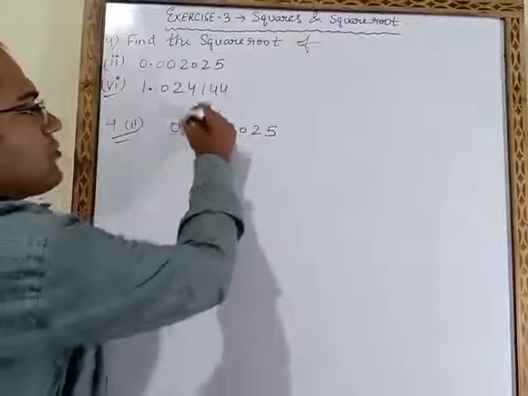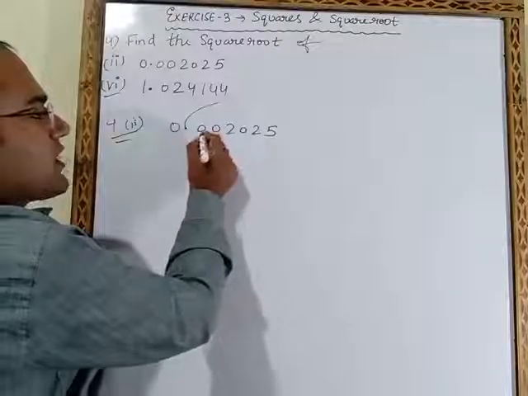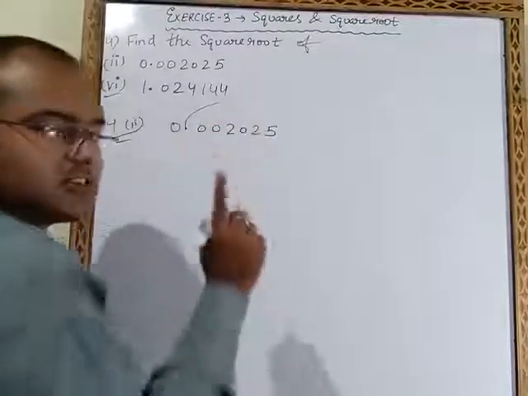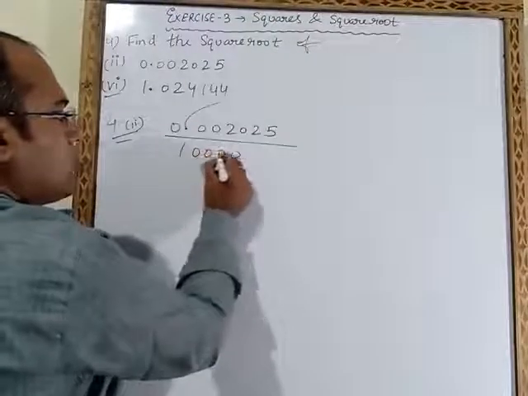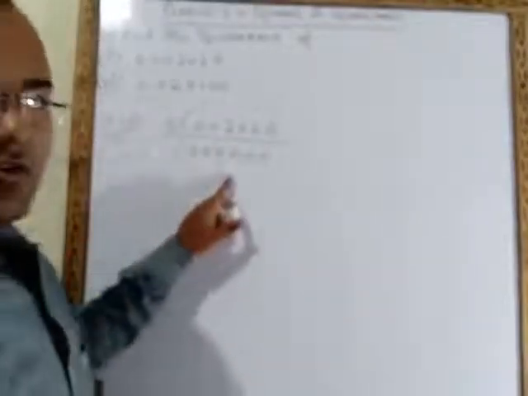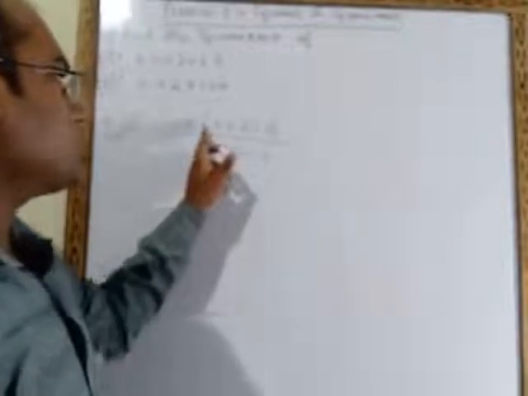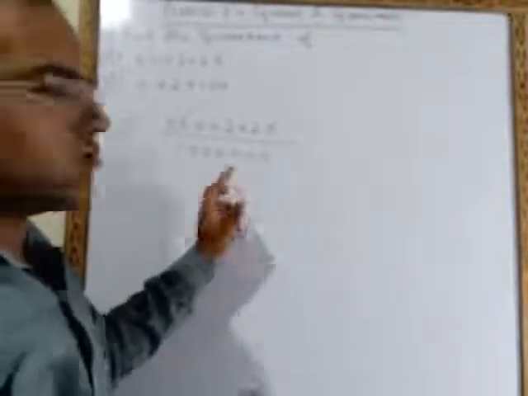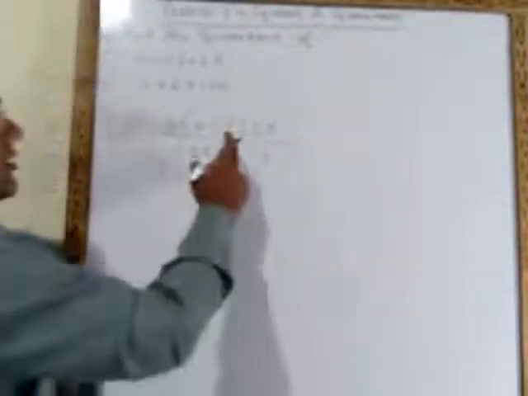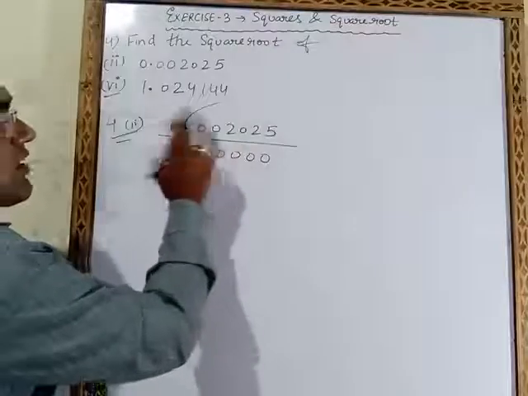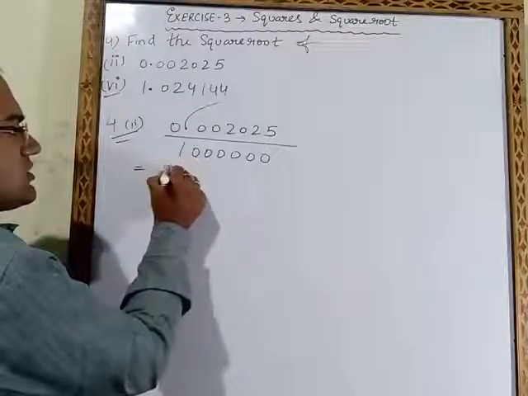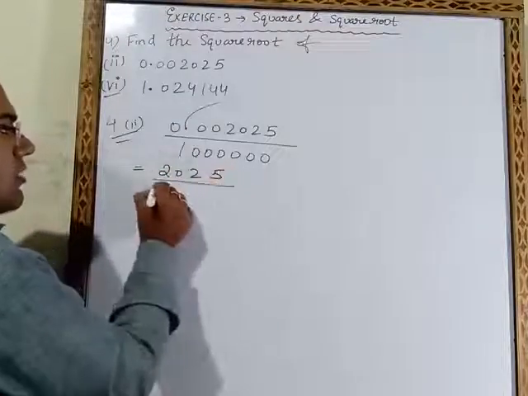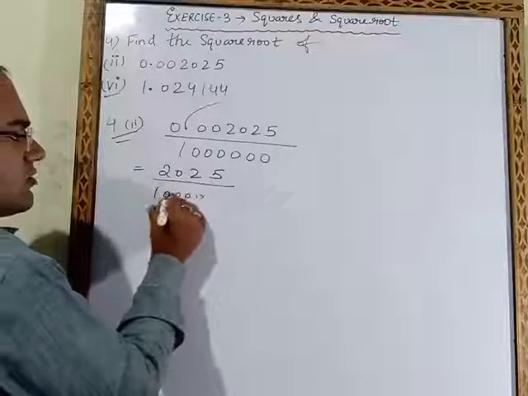So what you have to do? First of all, you remove this point. After the point, how many digits are coming? 1, 2, 3, 4, 5, 6 digits are coming. So in the denominator, you have to take 1, 2, 3, 4, 5, 6 zeros. So 10 lakh you have to take. Now what you have to do? These 3 zeros do not have any value. In the beginning, zeros are coming. So these zeros do not have any value. That means the question is 2025 upon 1 and then 6 zeros.